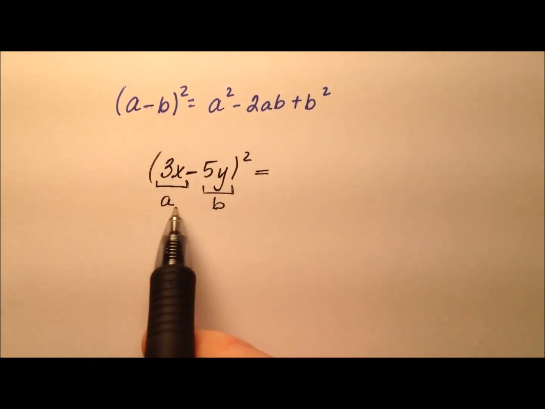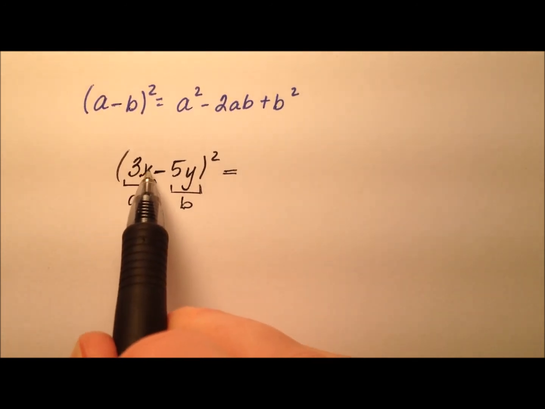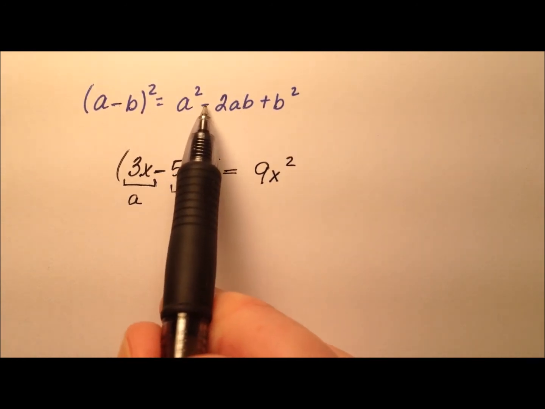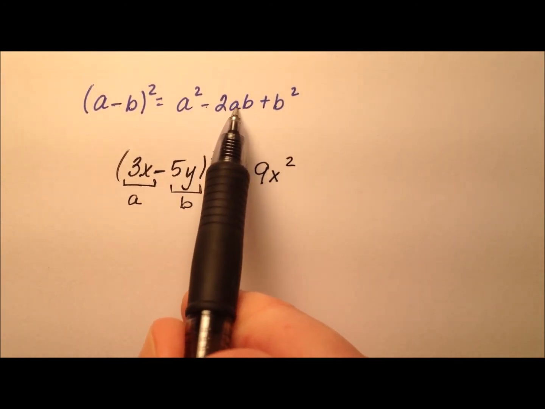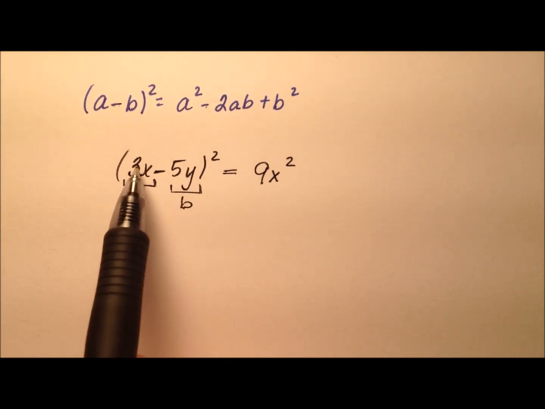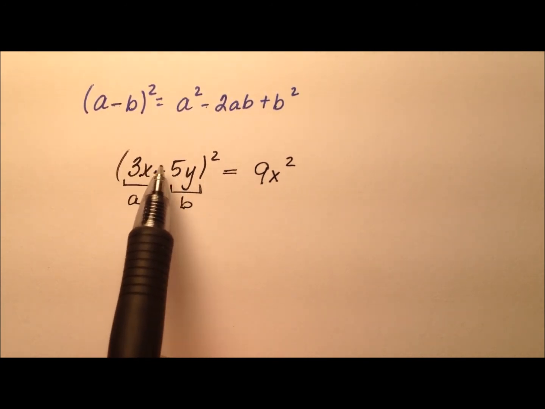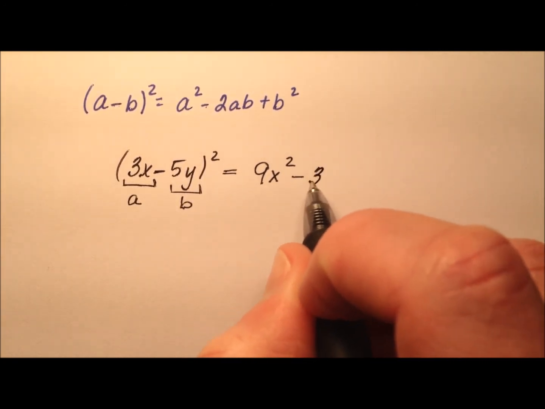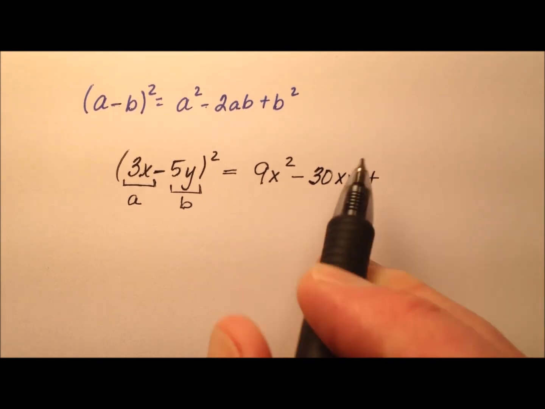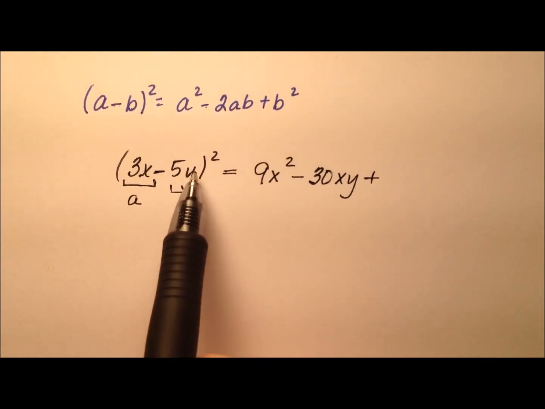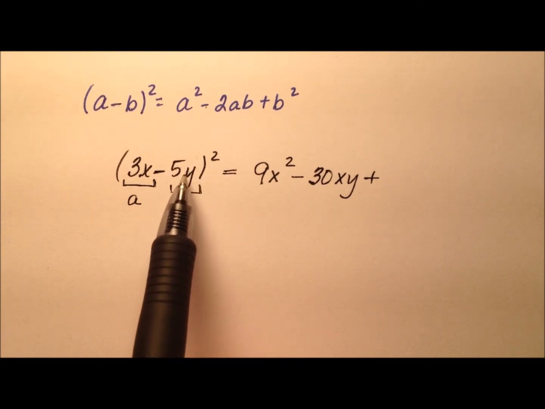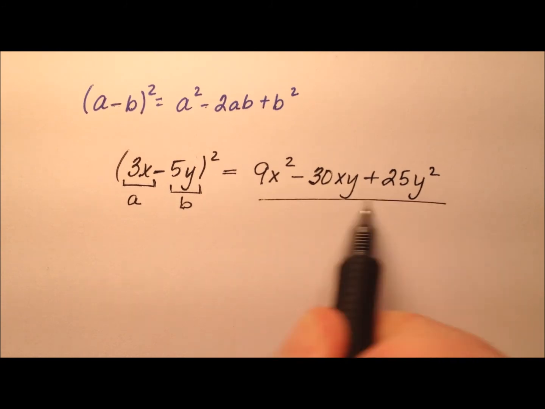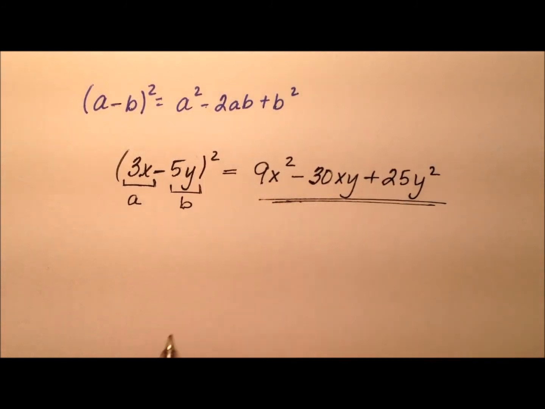Okay, so we are going to square that first term. So 3x quantity squared will give us 9x squared. And now we're going to subtract twice the product of the two terms. So let's multiply these together. 3 times 5 is 15, and then xy. And then, of course, double that. Double 15 is 30, so minus 30xy. And then it'll be plus the square of the second term. So this 5y squared. So 5 squared and y squared. So 25y squared. And this will be what that product looks like using the formula.